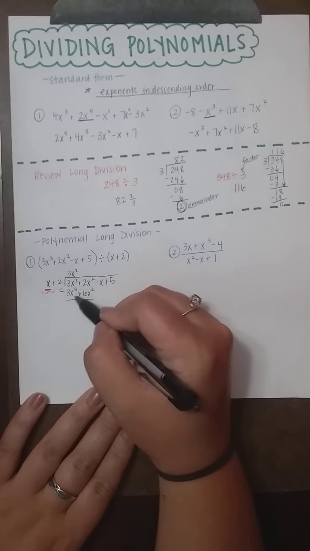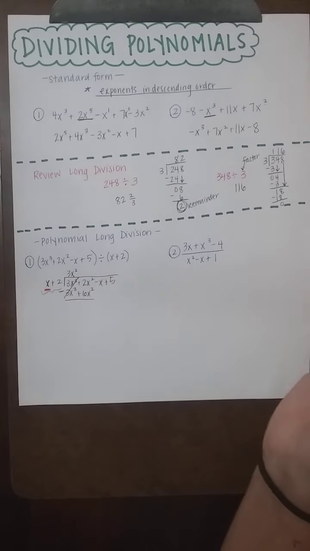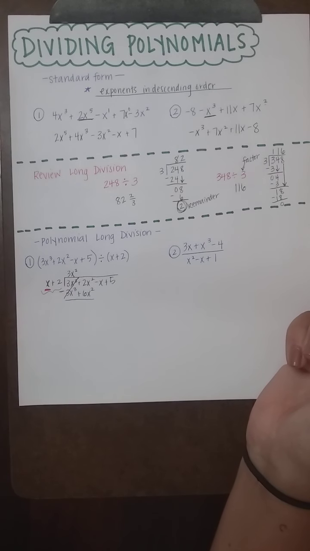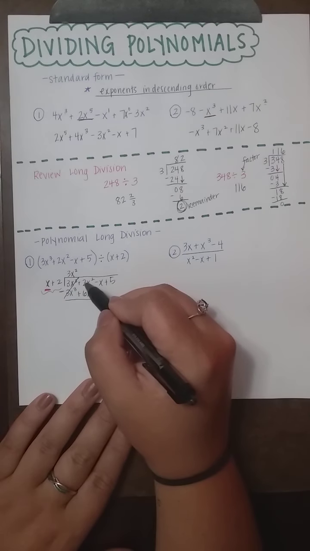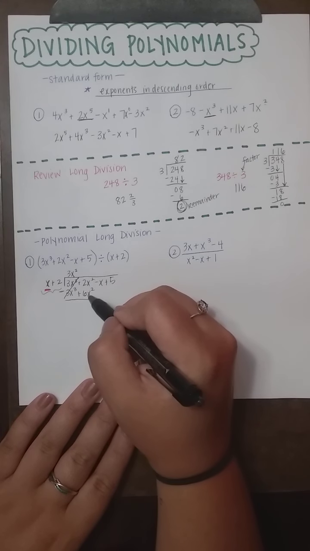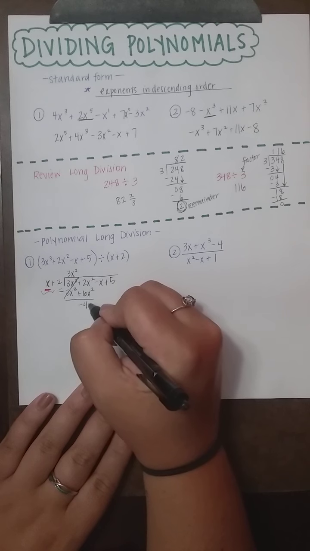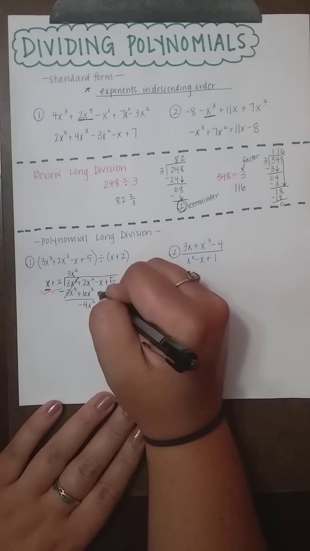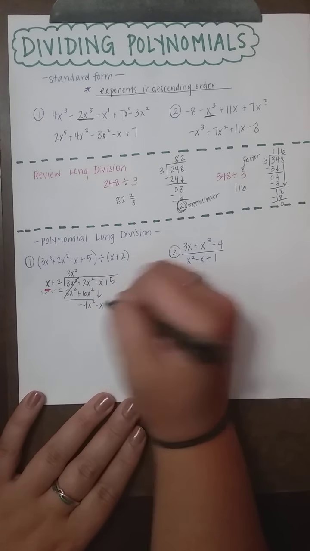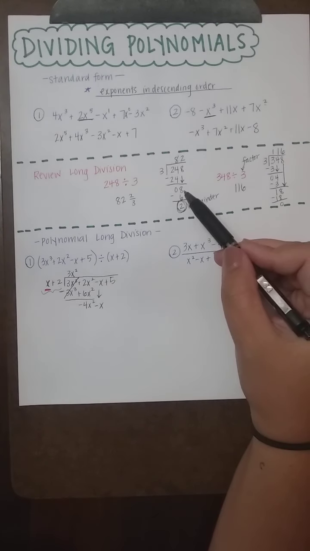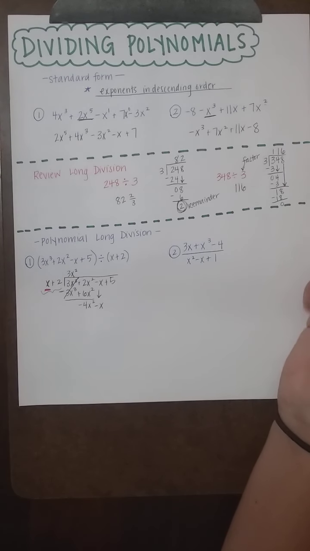So 3x cubed minus 3x cubed is going to cancel, and it should cancel every time we do this. Then I have 2x squared minus 6x squared. Well, 2 minus 6 is negative 4, so I have negative 4x squared, and then I bring down the minus x, right? Just like we did up here, bring down the next number. And then I do it again.